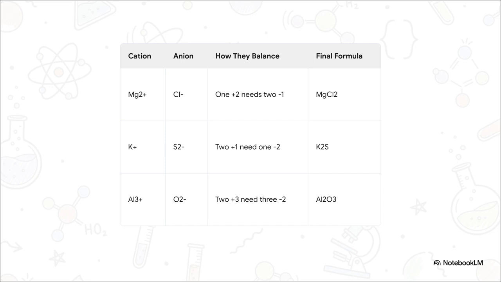And then you get a trickier one, like aluminum oxide. You've got a +3 and a -2. The magic number is 6, so you need 2 aluminums to get to +6 and 3 oxides to get to -6. See? The goal is always the same. Find that perfectly neutral balance.